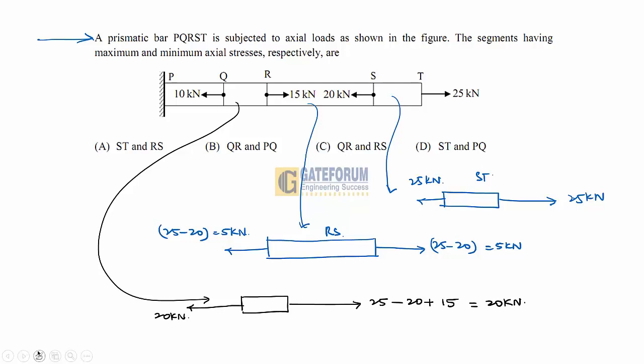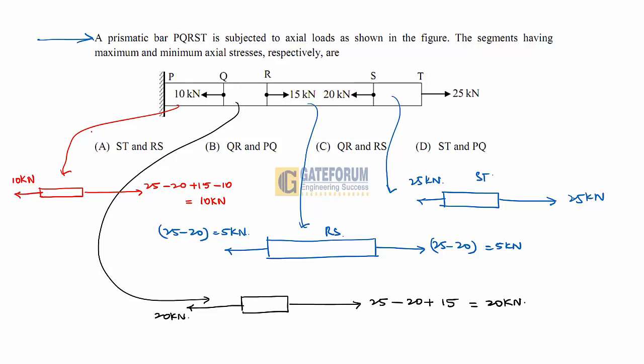Similarly, if I consider the PQ segment, let me just draw the diagram for the PQ segment. The extreme right load is 25 and opposite to that is 20, and again to the right is 15 and again to the left is 10. So 25 plus 15 is 40 minus 30. So this is equal to 10 kilonewton of tension.